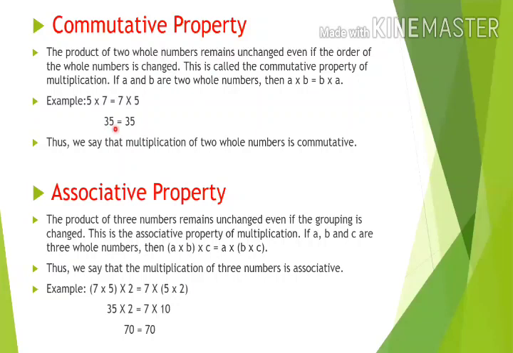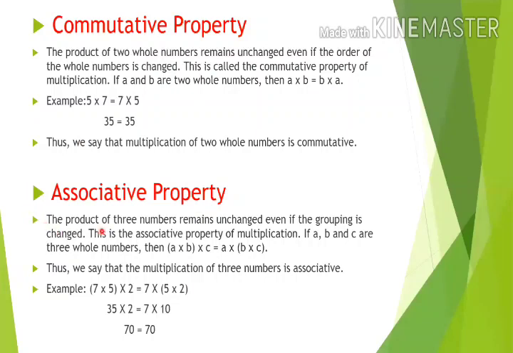5 into 7 is equal to 7 into 5. We know 5 into 7 is 35. Same way 7 into 5 is also 35. That means when we multiply two numbers, we can multiply the numbers in any order, the product will remain the same. Next property of multiplication is associative property.